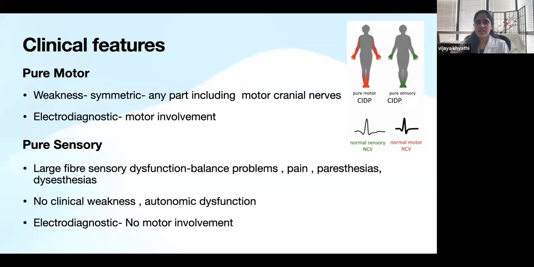Likewise, pure sensory involves large fiber sensory nerves, causing balance problems, pain, paresthesias, dysesthesias. They do not have any clinical weakness or autonomic dysfunction, and the electrodiagnostic study does not involve any motor activity.